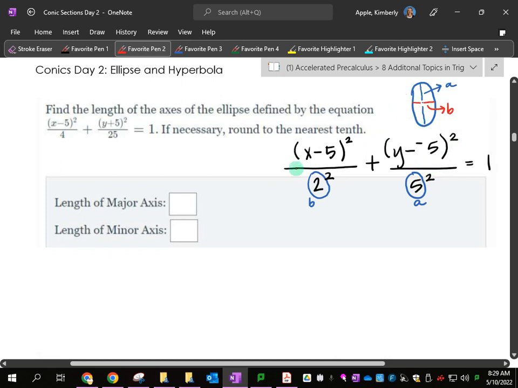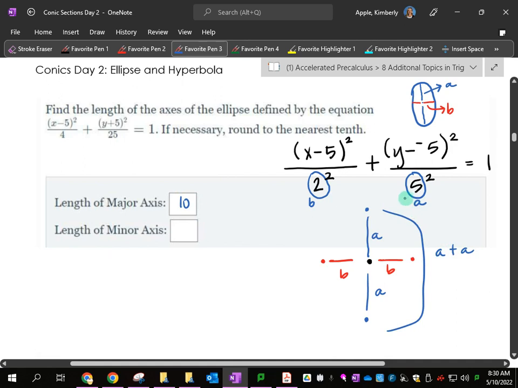What is the length of the major axis here? Let me draw it out for you a little simpler. Is it 10? It's going to be 10. So if I have this center here, and then I've got co-vertices, so this is B, and this is B, and then I have vertices and another vertex here, and this is A, and this is A. This is the length of the major axis. So it's A plus A. So this will be 10.